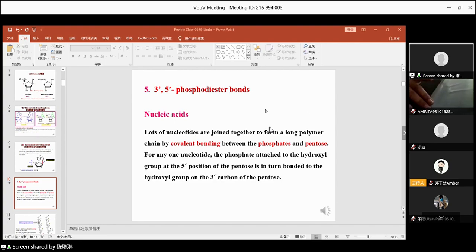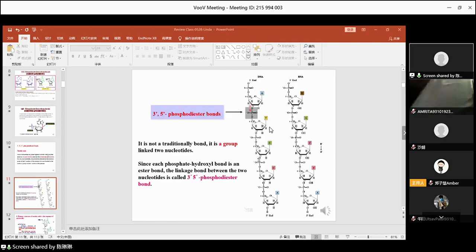And next is the definition of nucleic acid in detail. Nucleic acids are lots of nucleotides joined together to form a long polymer chain by covalent bonding between the phosphates and pentose. For any one nucleotide, the phosphate attached to the hydroxyl group at the 5' position of the pentose is in turn bonded to the hydroxyl group on the 3' carbon of the pentose. So remember the definition of nucleic acids in detail, okay? And the next important bond here is the 3',5'-phosphodiester bond.